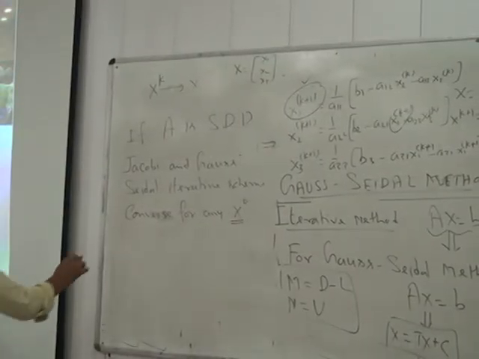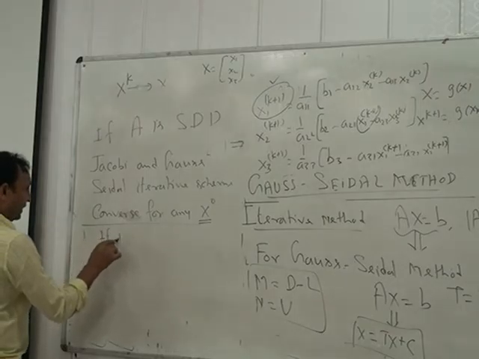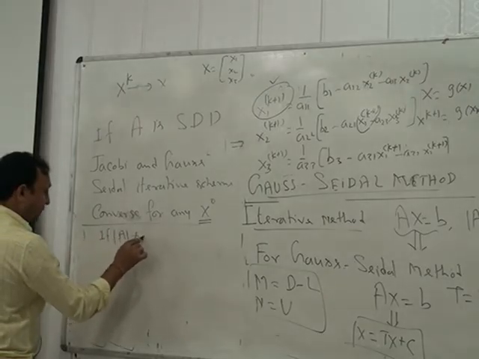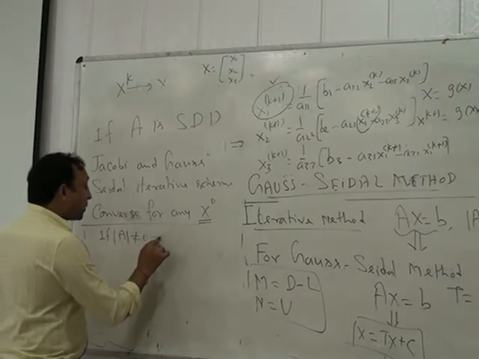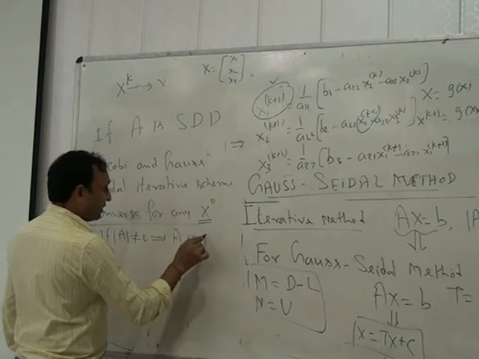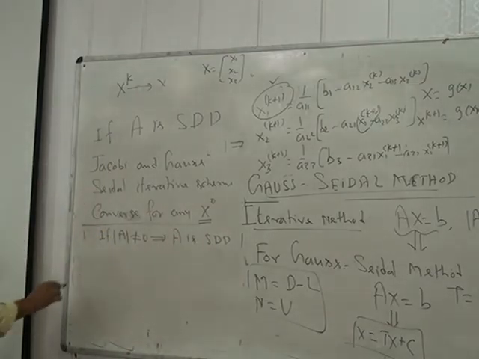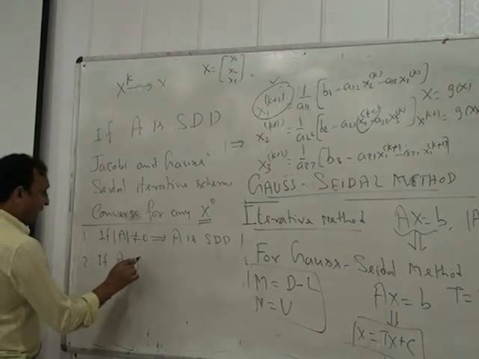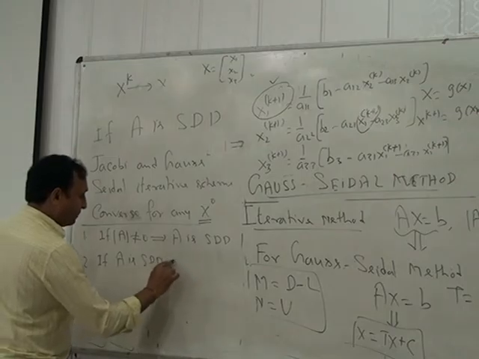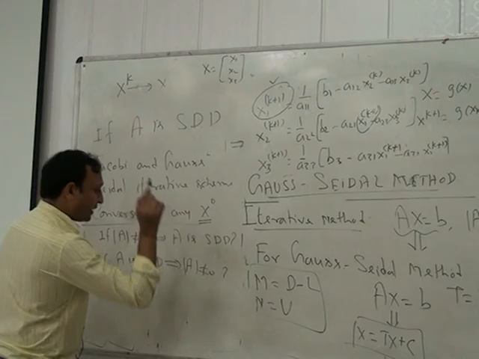Okay. After this, I will ask you these two questions. One is, suppose determinant of A is non-zero, that means what? It's an invertible matrix. Is it true that A is SDD? Okay, this is one question. The second question is, if A is SDD, does it imply that determinant of A is non-zero? These two questions we have to answer and see.